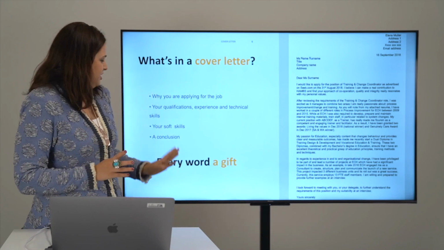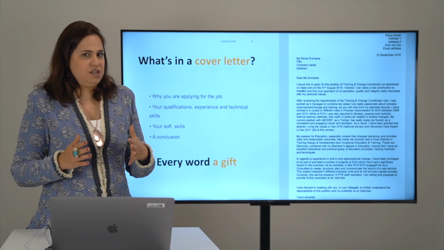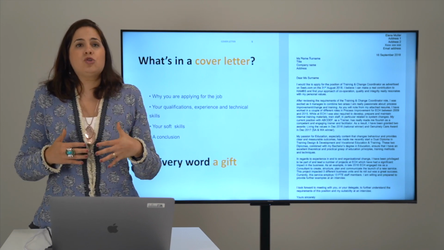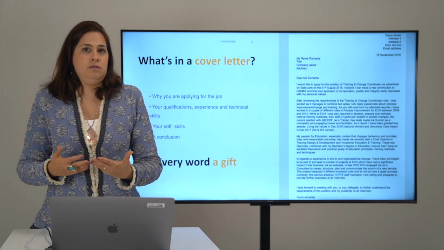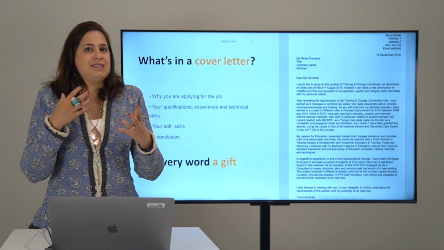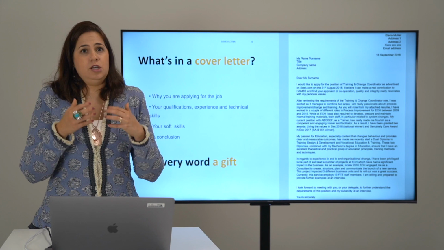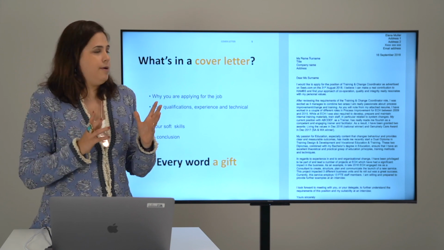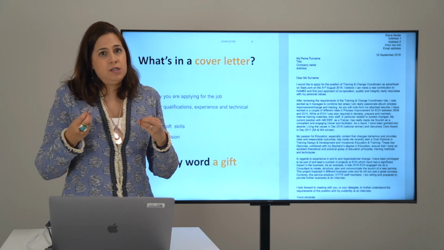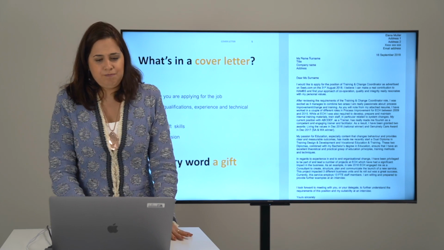Now, I've included here that every word in your cover letter is a gift. That means every word needs to make sense, it needs to have a purpose for being there. So if there is a sentence that doesn't make sense in regards to the job requirements, then you cut it out. It shouldn't be there. It's just a page, so you really need to consider each of the words and sentences that go in your cover letter.